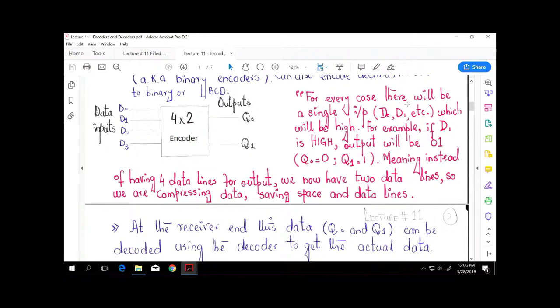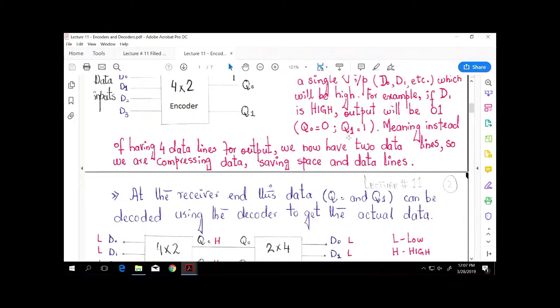So for every case, there will be a single input high: D0, D1, D2, or D3. For example, if D1 is high, what will the output be? Because D1 is high and the 2-bit binary code for 1 is 0, 1, it's going to generate 0, 1 at the output. It's pretty simple. If D3 is high and the rest are low, it's going to generate 1, 1 because the 2-bit binary code for 3 is 1, 1.